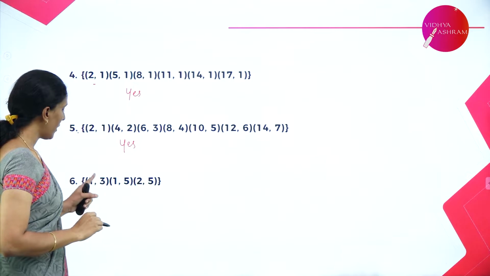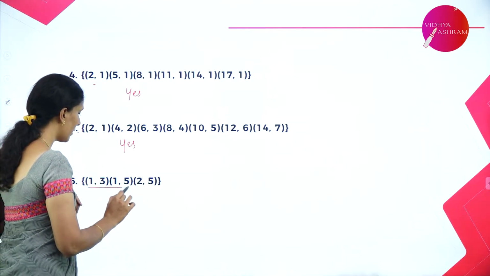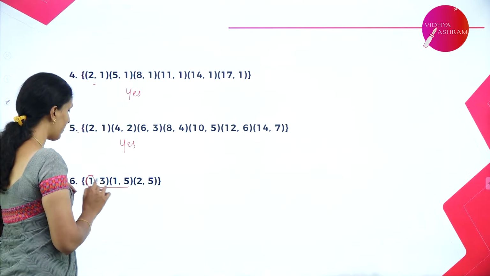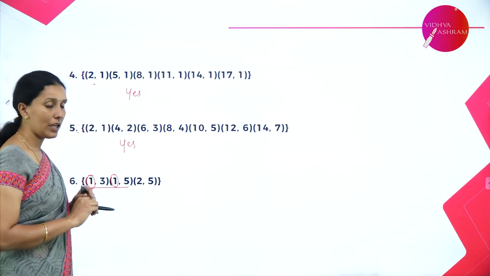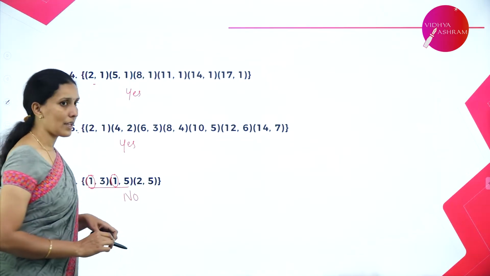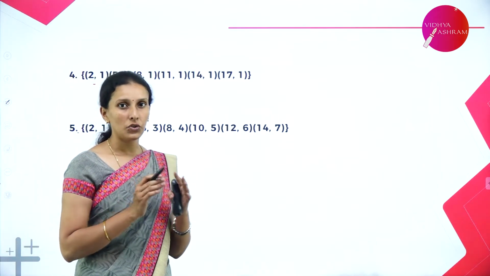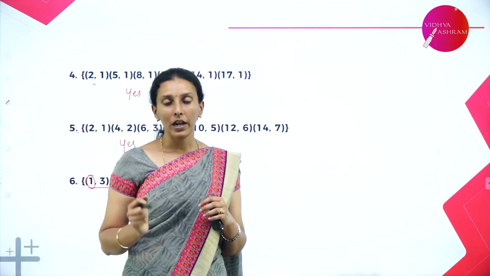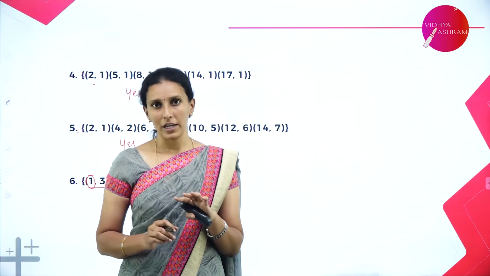Next question we have {(1, 3), (1, 5), (2, 5)}. Here clearly you see these two pairs have the same first element. That means 1 has two images, that is 3 and 5. So therefore it is not a function. This is a non-example for a function, but it can be a relation. And the main thing to note is that not all relations are functions, but all functions are relations.